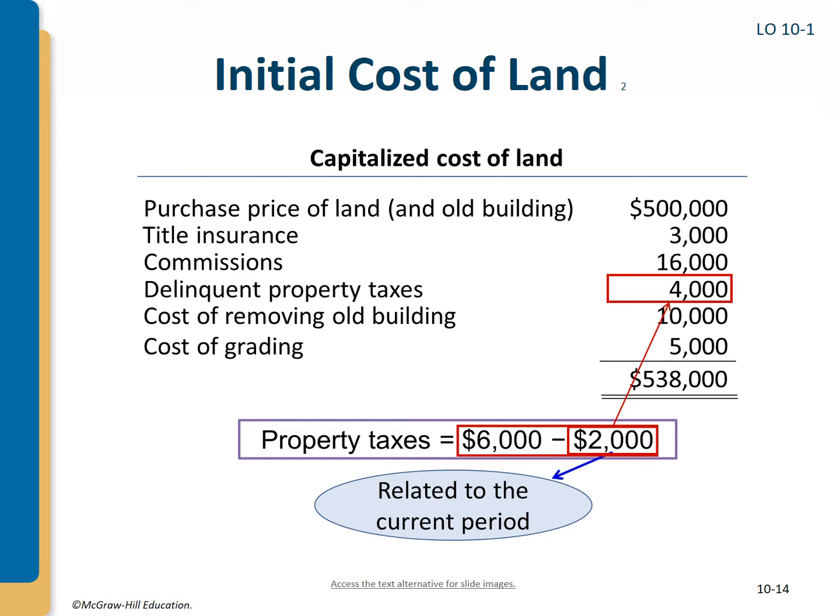Now, if any of that building was salvaged, say for $2,000, we would have gotten cash of $2,000. So we would debit cash and we would credit the land account. That's how that works. But as it stands, $538,000 is the cost of the land.